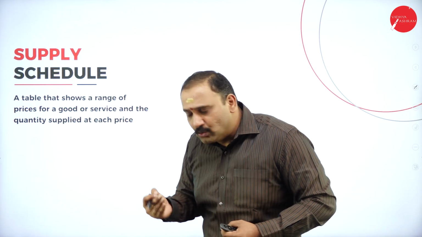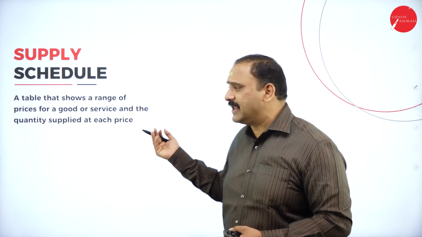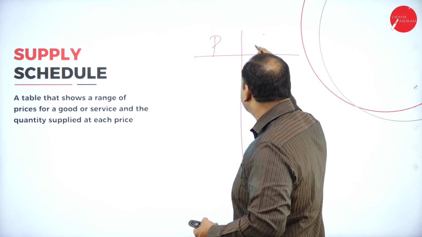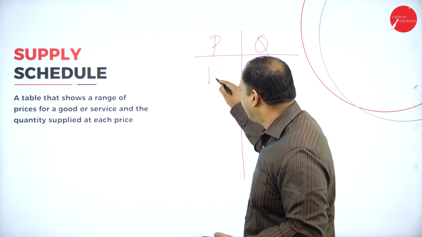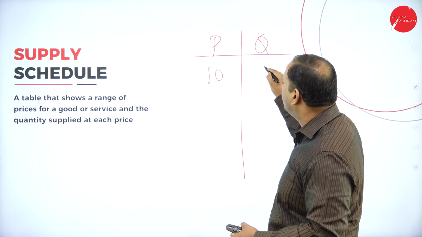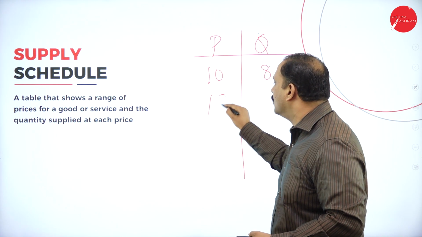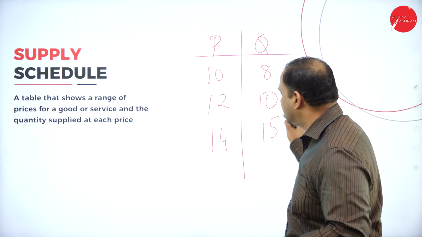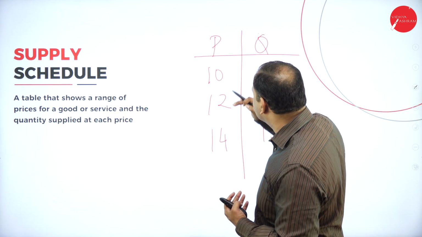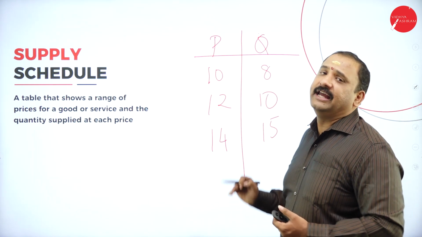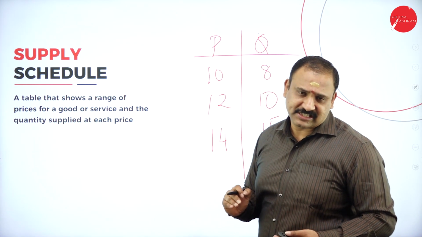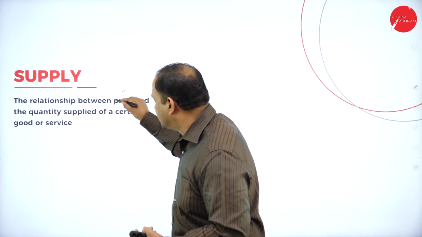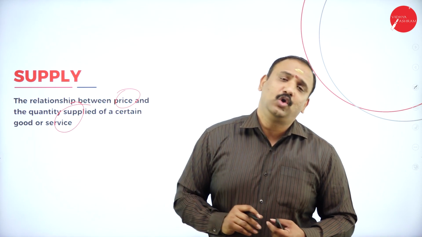Now, the supply schedule, which talks about the range of supply. We can do the supply schedule also just like the demand. As the price is increasing, the quantity will also go up. So, let's say the price of the product is 10. The quantity supplied will be about 8 or 10. When it goes to 12, this will increase to 10. When it goes to 14, this will increase to about 15 or 16. So what is happening is that as the price increases, the quantity will keep increasing. When the price comes down, the quantity supplied will also start coming down. And now when we talk about supply, again, it is the relationship between price and quantity supplied for the good or service.